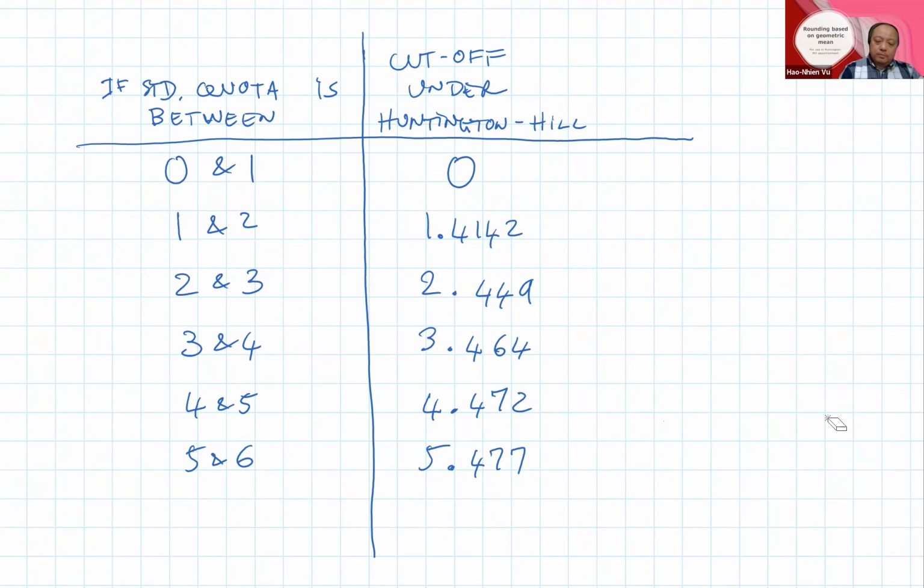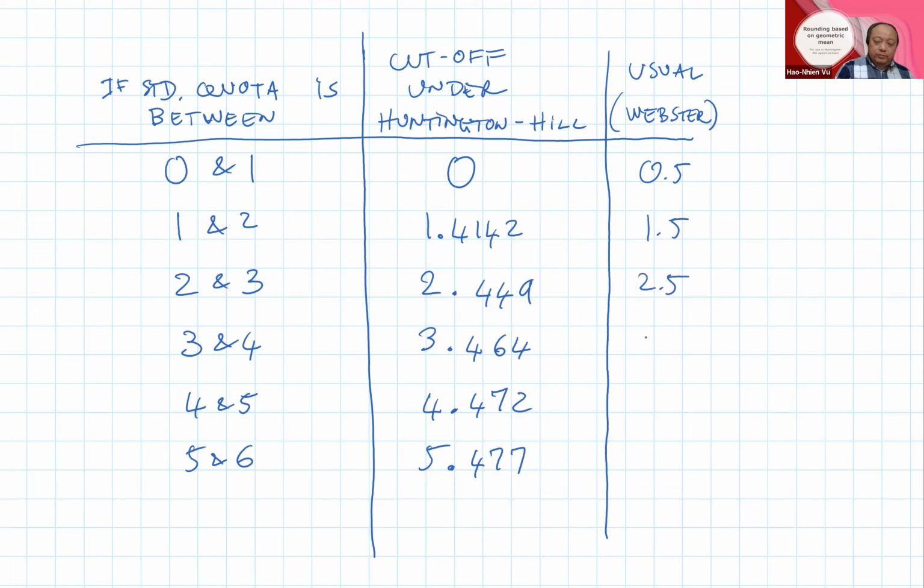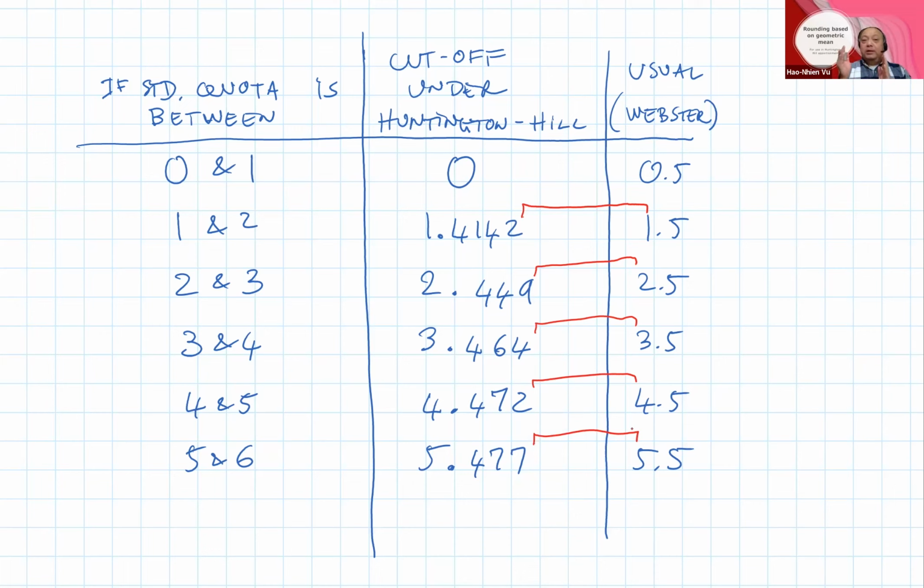Let's compare with the cutoff under Webster, which is the usual. Under Webster, the cutoffs are 0.5, 1.5, 2.5, 3.5, 4.5, and 5.5. You can see that there's a gap here between 1.4142 and 1.5, where some of these would have rounded down under Webster, but rounded up under Huntington Hill. And there's a gap here as well. All of these have a tiny little slice where the standard quota gets rounded up under Huntington Hill, where it would have gotten rounded down under Webster.